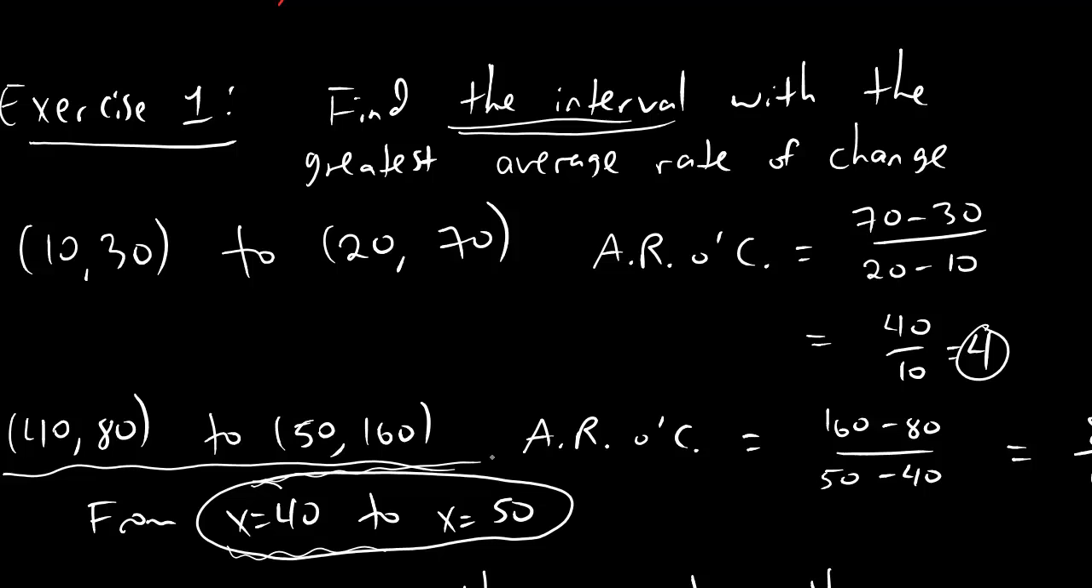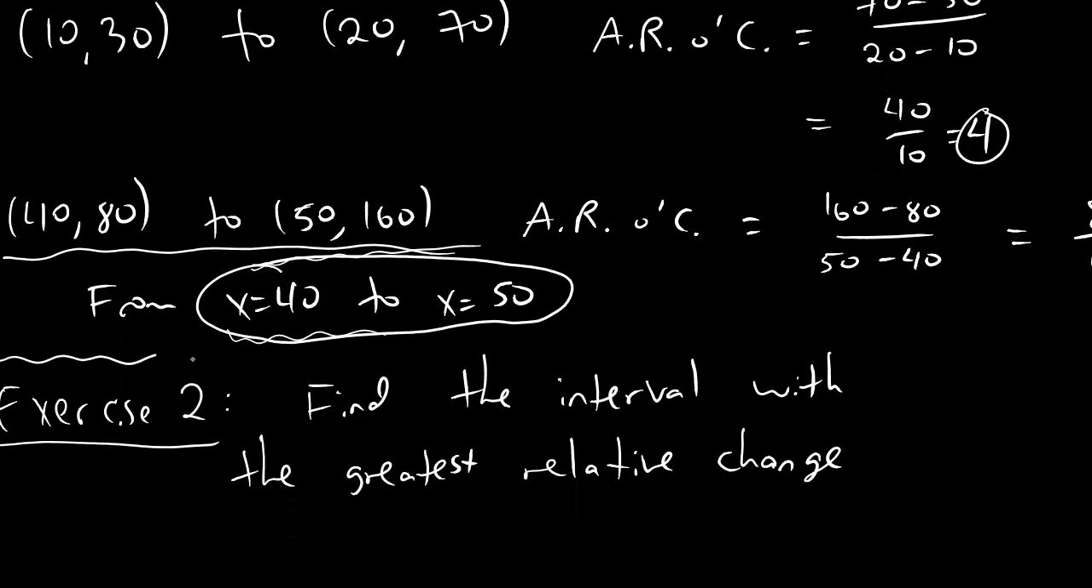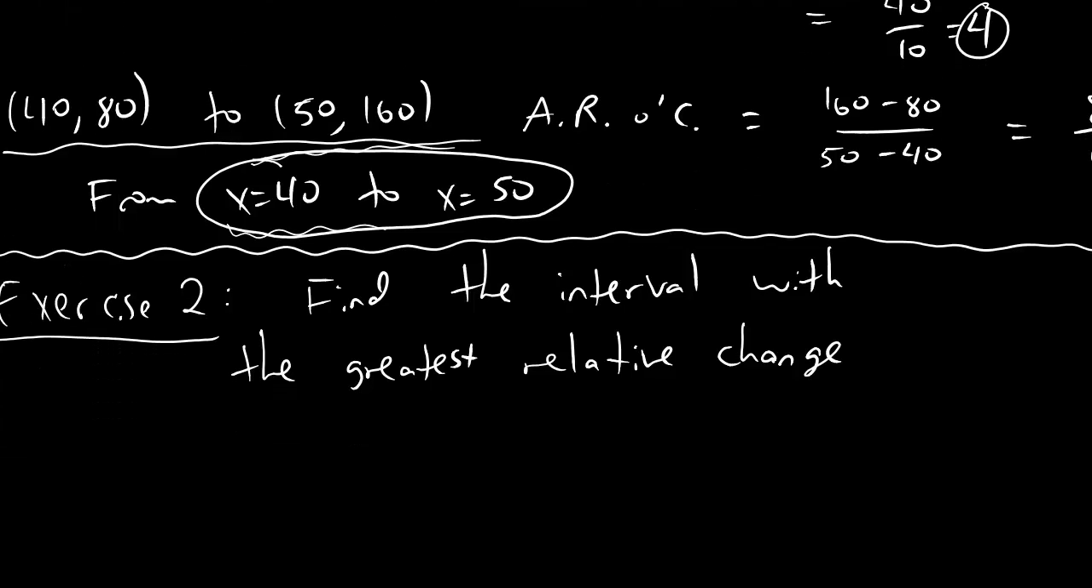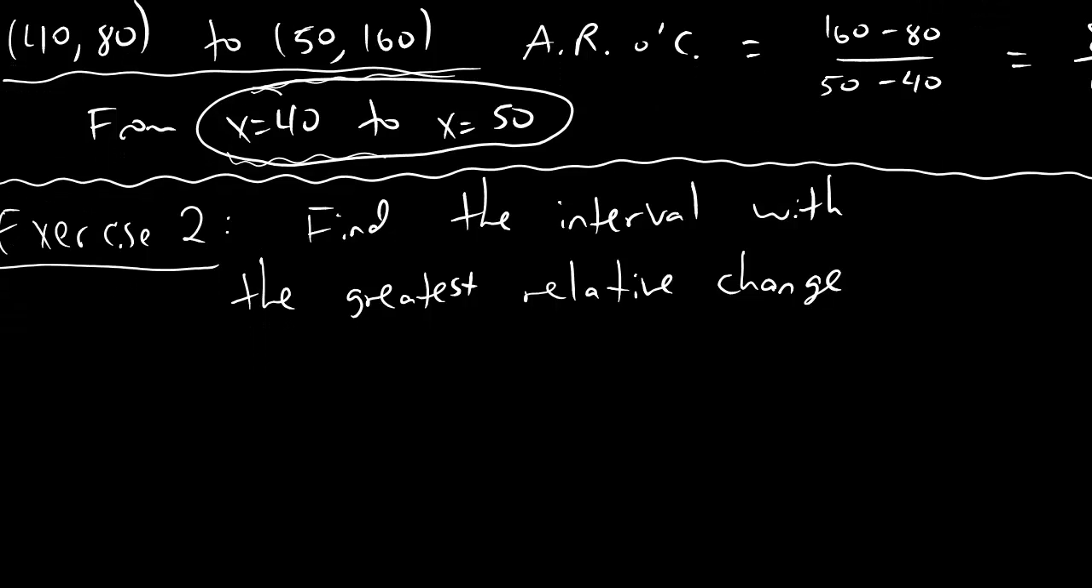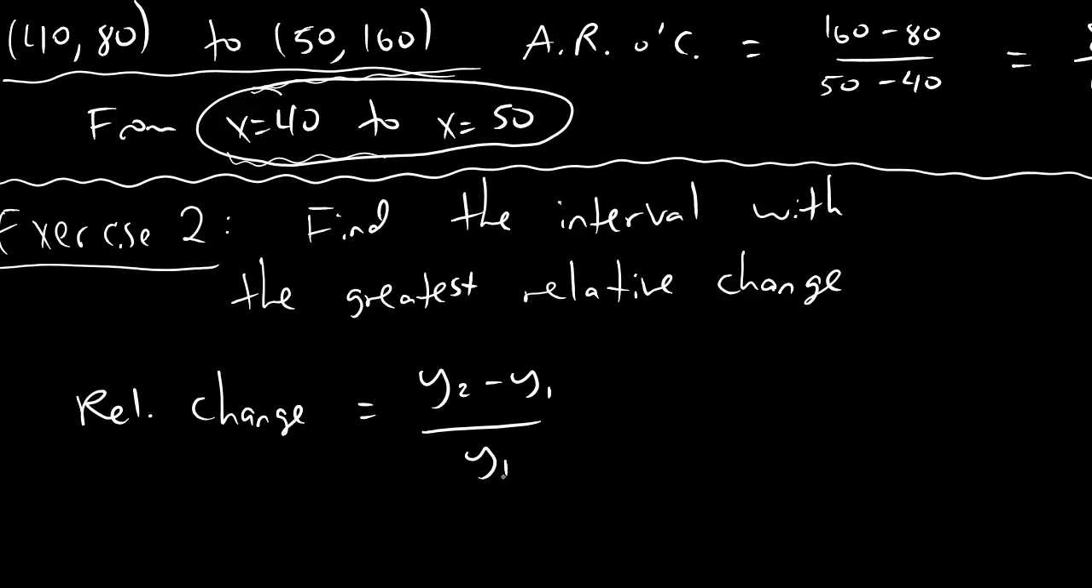All right, now we're going to move on to exercise 2. I'm going to draw a little squiggly line there to separate things out. What we just found was the interval with the greatest average rate of change, but exercise 2 is asking us the other sort of change that we talked about, the interval with the greatest relative change. And so remember, we've got a different formula for relative change. Relative change is y2 minus y1 over y1.